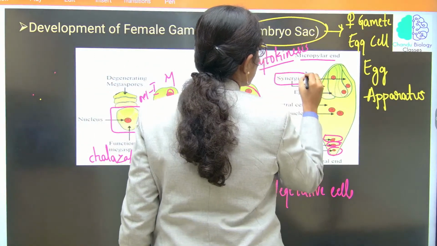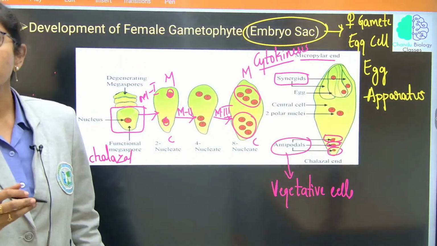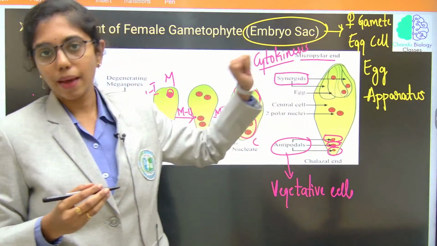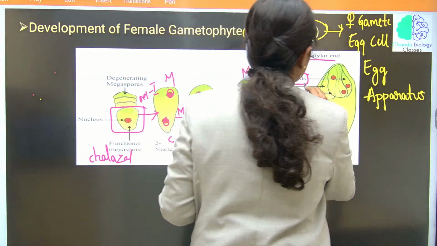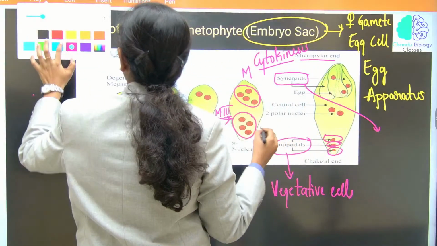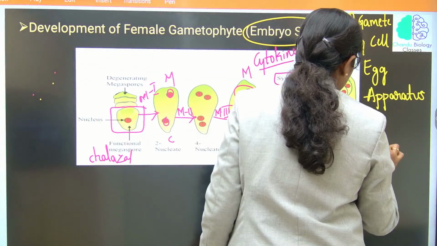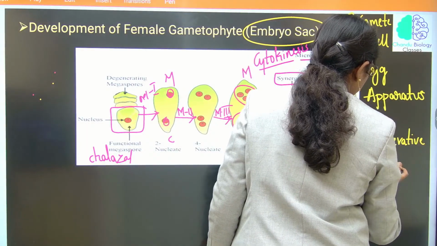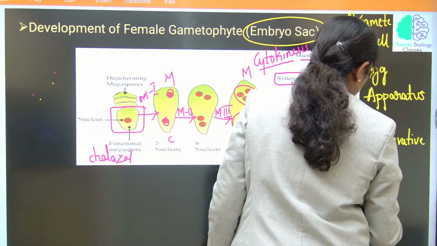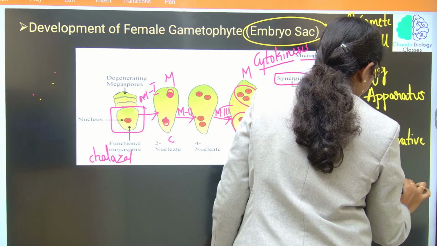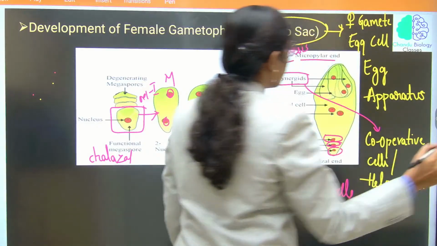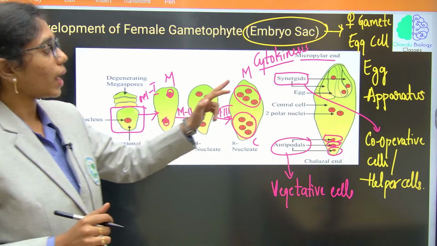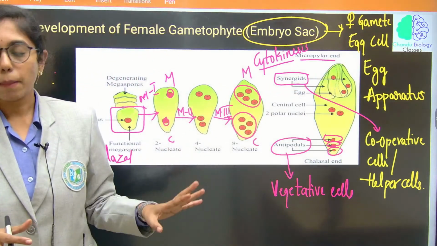These synergids are also known as cooperative cells or helper cells because they help in guiding the pollen tube towards the embryo sac. So synergid cells are also addressed as what? Cooperative cells or helper cells. And 1 egg cell will be there, towards the micropylar end.